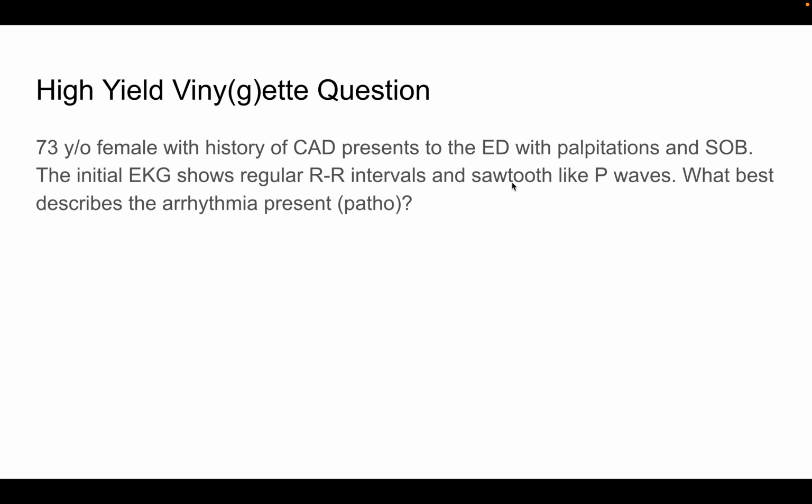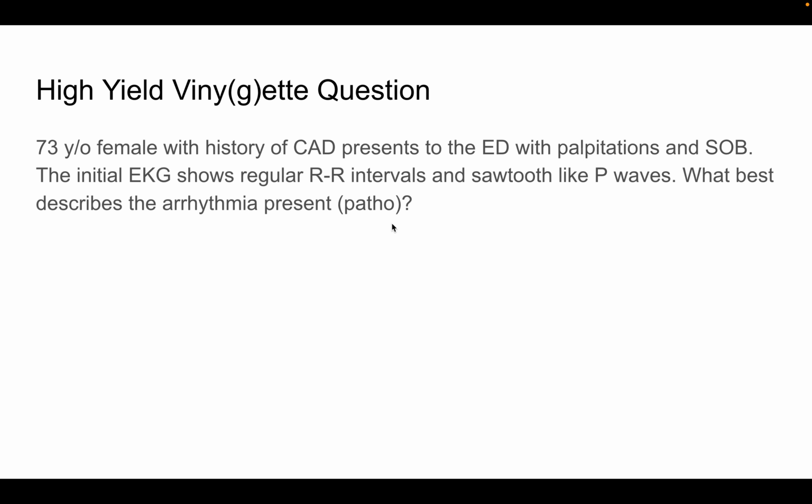And then it says sawtooth-like P waves. Remember, first, we don't even have P waves in AFib. And then this sawtooth, that's like a buzzword, right? This sawtooth-like P waves, that is pathognomonic for a flutter. So, the question asks, what best describes the arrhythmia present? We know it's talking about a flutter, so now it's just asking, what's the description of a flutter? What's going on?